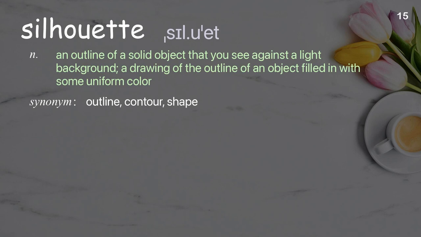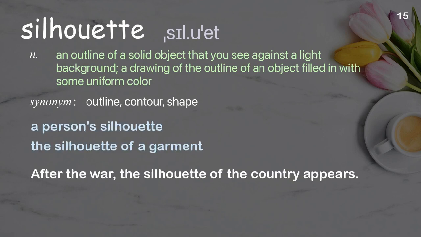Silhouette. An outline of a solid object that you see against a light background, a drawing of the outline of an object filled in with some uniform color. Examples: A person's silhouette. The silhouette of a garment. After the war, the silhouette of the country appears.